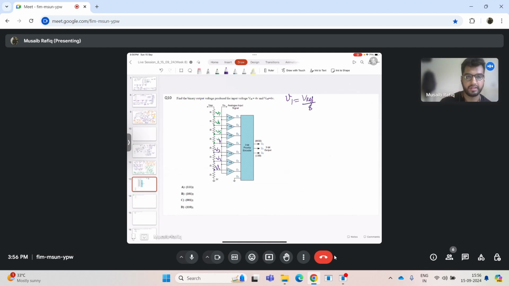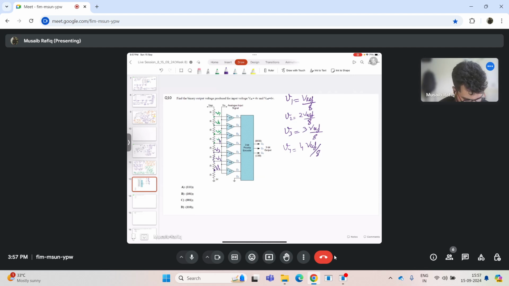How did I arrive at this point? Simply using the voltage divider. So this is V1. V1 is simply equal to Vref divided by the total resistance, that is the sum of R, that is 8R, multiplied by R. So R by 8R is simply 1 by 8. So this is Vref by 8. Similarly, V2 is equal to 2 Vref by 8. V3 is equal to 3 Vref by 8. V4 is equal to 4 Vref by 8.